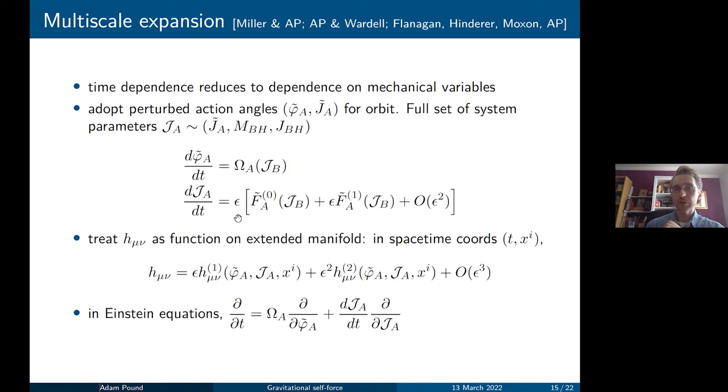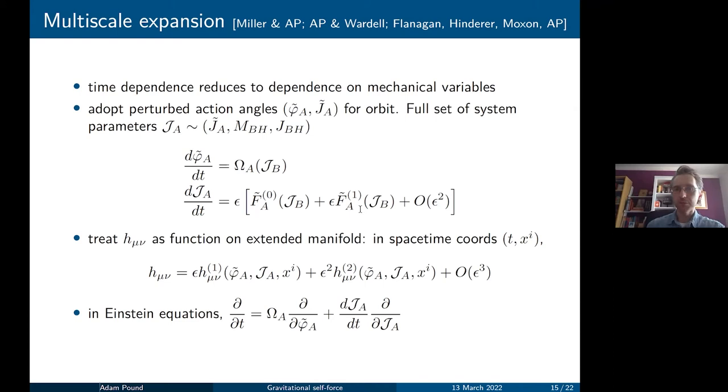When I say they're slowly evolving, you can see why that's true, because the rate of change is proportional to epsilon. And this F tilde 0a is constructed from a certain piece of H1. This F tilde a1 is constructed from more of H1 as well as from parts of H2. Or equivalently, this is from a piece of the self force F1, and this is from a piece of self force F2 and all of self force F1.